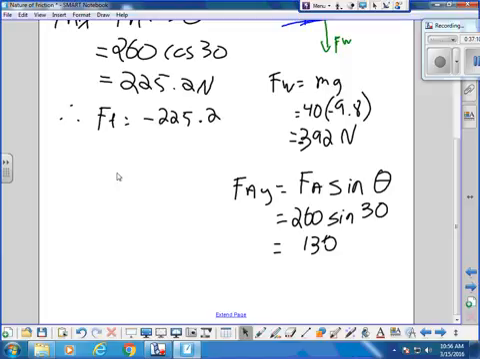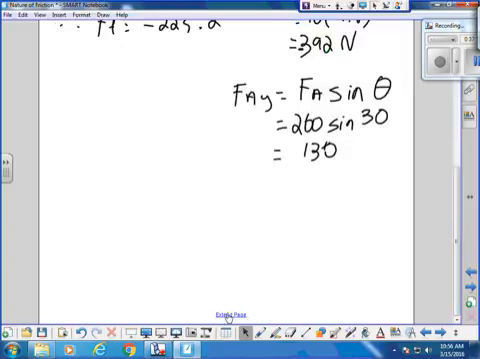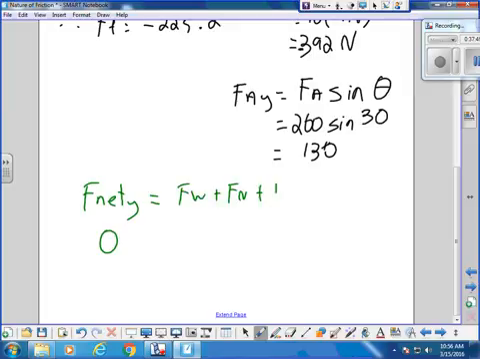Now there's various ways that we can write this next step, and I'm going to select a different way because it's the way I've been talking about it all along. Would you agree that the net Y forces, the up and down forces, are 0? It's not moving up or down, is it? It's moving sideways. So the net forces up and down, in fact the net forces X, are 0 as well, right? So I'm going to write F net Y. The net Y forces are 0. And what makes up the net Y forces? FW, Fn, and FAY. Those are the three that are up and down.